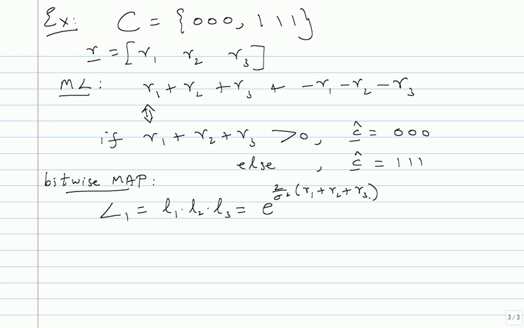What is the likelihood ratio? Probability that the bit is 0 divided by probability that the bit is 1. If it is greater than 1, then it is 0. If it is less than 1, it is 1. So when will e power something be greater than 1 and less than 1? E power x is greater than 1 if x is positive, and if x is negative, it is less than 1. So that condition becomes equivalent to exactly the same as ML. So for the repetition code, both of them are the same. This will not happen for other codes. It won't work out so nicely. For the repetition code, it's very, very nice.